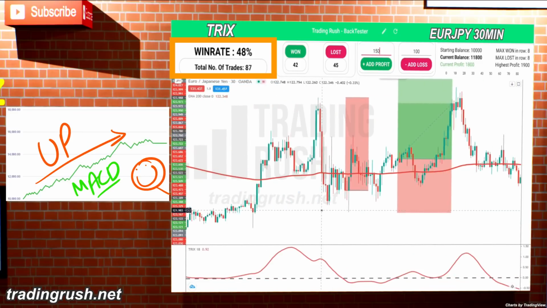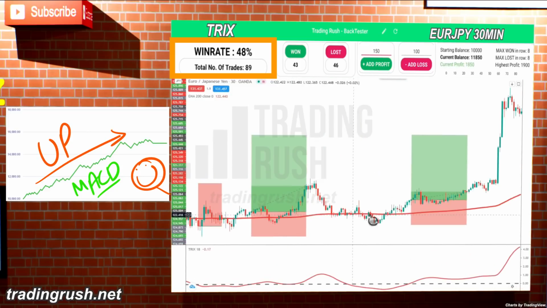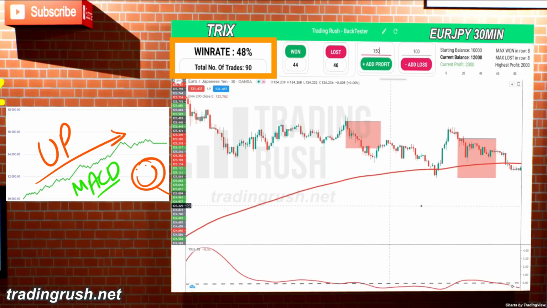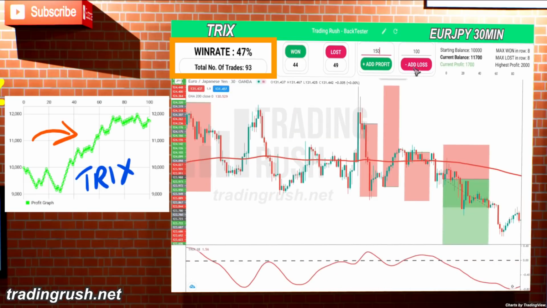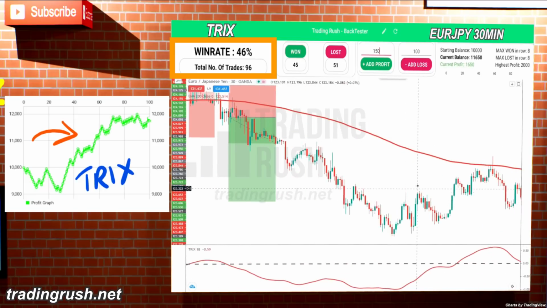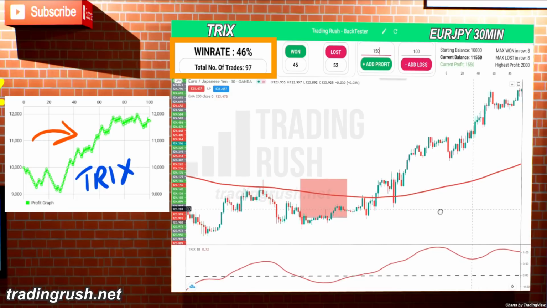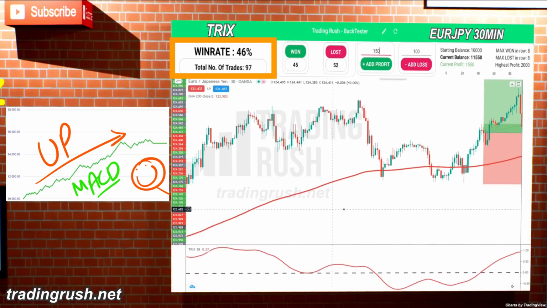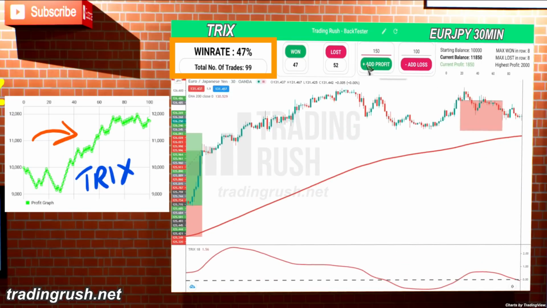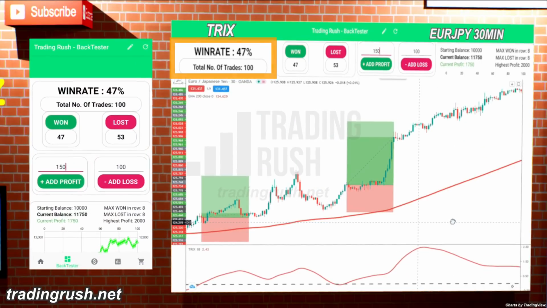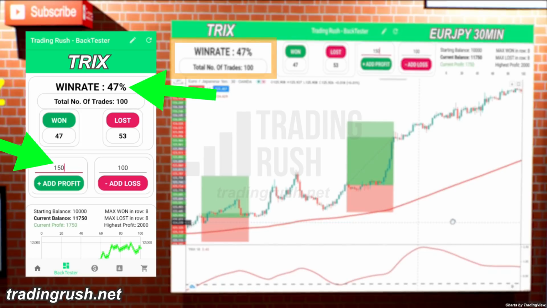MACD's profit graph looks something like this, a good relatively consistent uptrend. And after losing a few trades at the start, the profit graph of the TRIX trading strategy also started to move more consistently in the upward direction, similar to the profit graph of the MACD trading strategy. And after 100 trades, it got an approximate win rate of 47% with a 1.5 to 1 reward risk ratio.